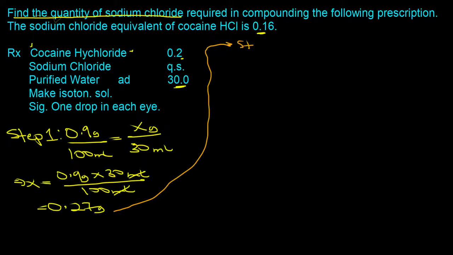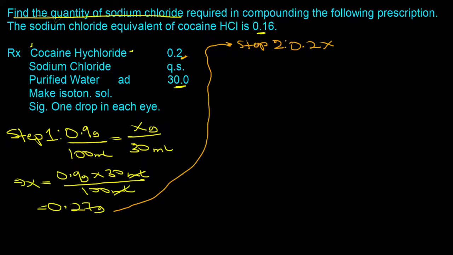So in step 2, what we actually want to do is find out what the equivalent amount of this cocaine hydrochloride is. And so the way you do that is you take the weight of the ingredient in grams. Okay, you always have to be in grams, otherwise you'll be off. So you take the 0.2, because here it is 0.2 grams.